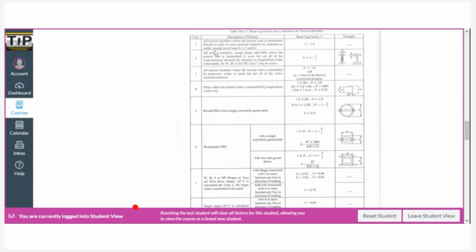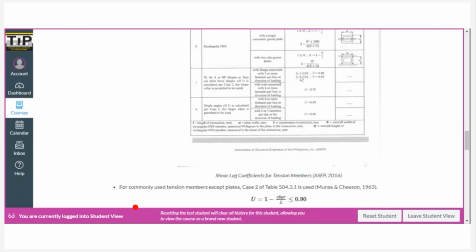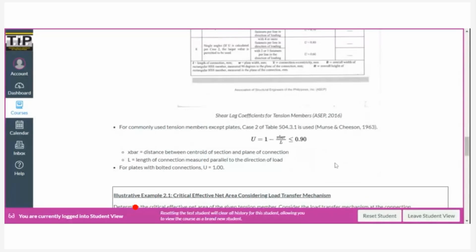And we use the formula developed by Munse and Chesson. So U is 1 minus X bar over L. So what is X bar? X bar is the distance between the centroid of the section and the plane of connection.